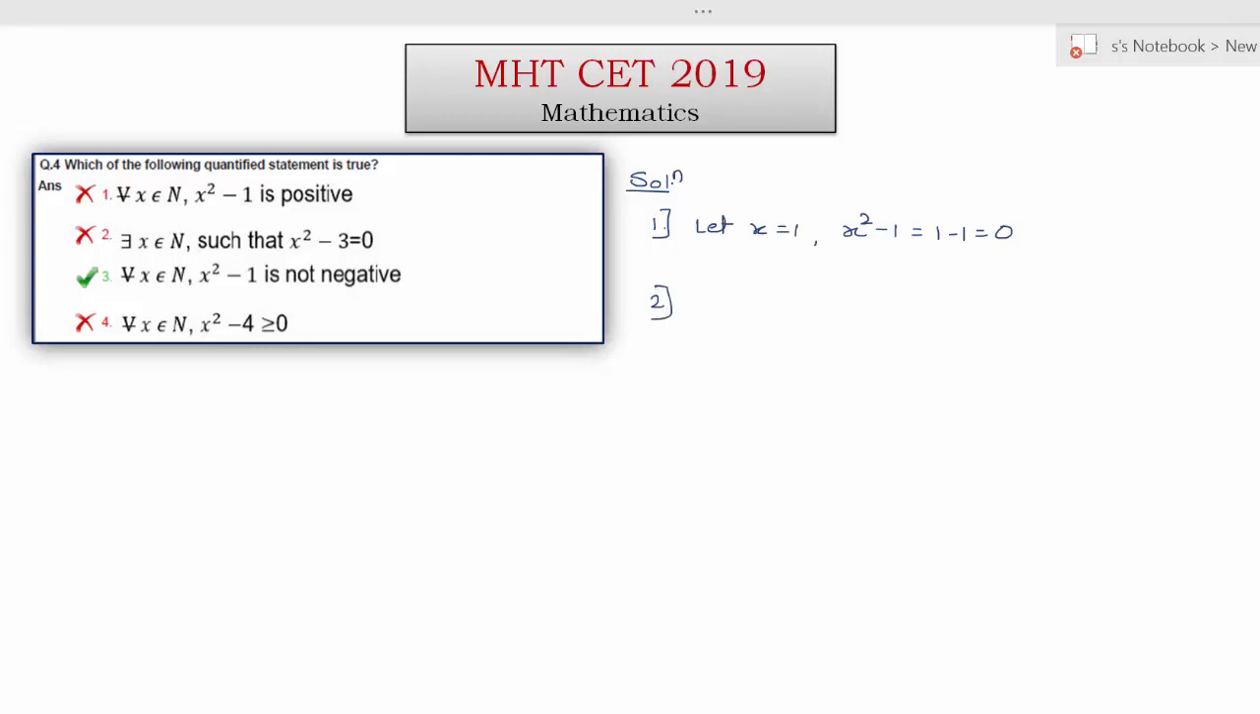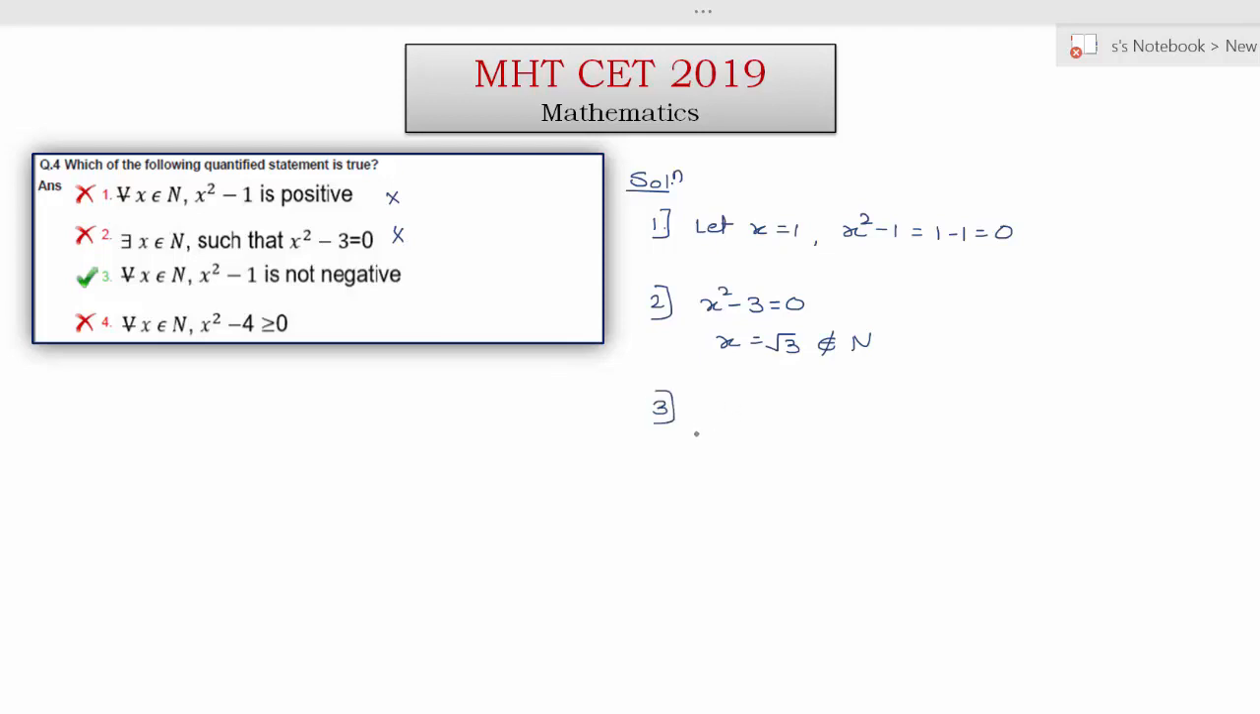Let's go to the second. The second says there exists x belonging to natural numbers such that x square minus 3 is 0. So for x square minus 3 to be 0, x has to be root 3, right? So the positive or negative root of 3 does not belong to natural numbers. So the second option is incorrect. First is also wrong, second is also wrong. Let's have a look at the third.